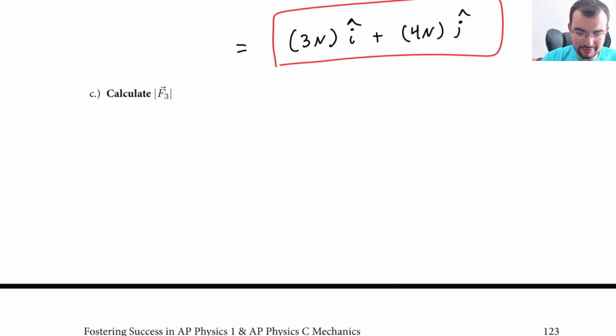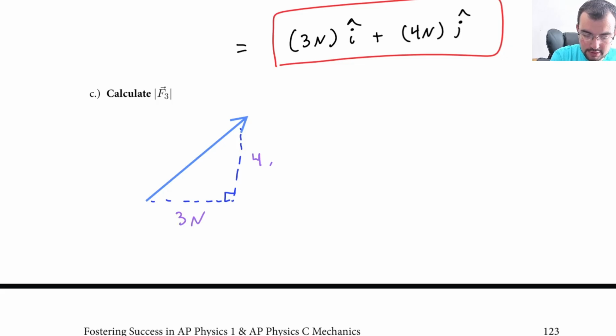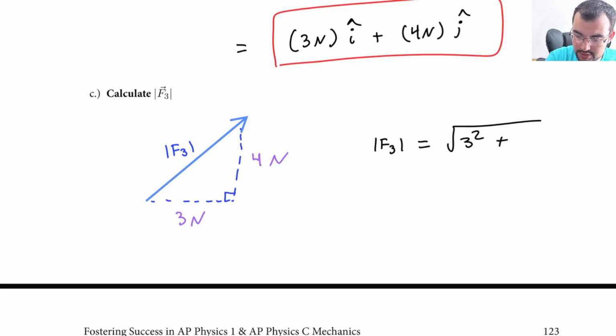Calculate the magnitude of F3. Well, magnitude of the force is, of course, going to be its hypotenuse. So if this is 3 newtons and this is 4 newtons, what could this possibly be for F3? Well, of course, Pythagorean theorem, square root, sum of the squares. It's a 3, 4, 5 triangle.